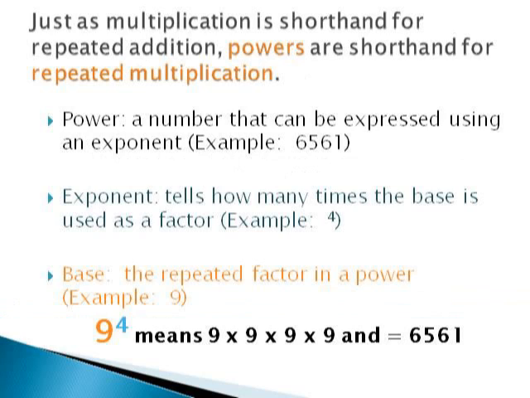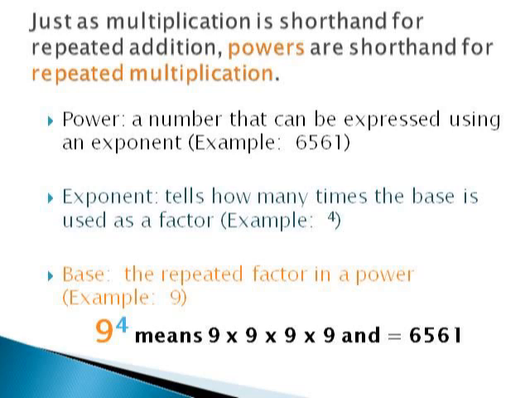Just like repeated addition can be shown as a multiplication problem. For example, 3 plus 3 plus 3 plus 3, that's 4 threes. 4 times 3 is 12, and you would get the same thing either way. When we have repeated multiplication, our shorthand, or our shortcut, is to use an exponent.